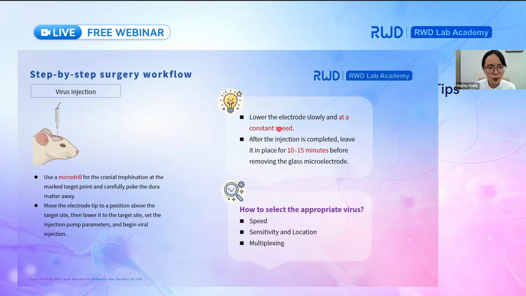And here are a few important notes to keep in mind. So we lower the electrode slowly and at a constant speed. And after the injection, please leave the electrode in place for about 10 to 15 minutes.